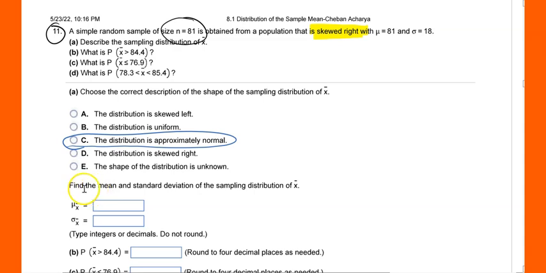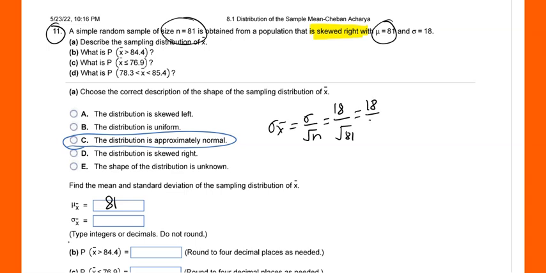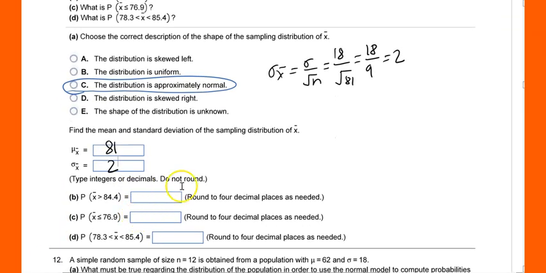Then you find the mean and the standard deviation of the sampling distribution of x bar. In other words, find mu x bar, which is the same as mu, given here. And the sigma x bar formula is sigma over square root of n, which is 18 divided by square root of 81, which is 18 divided by 9, which is 2. Therefore, the standard deviation of the sampling distribution is 2. Part B. What is P of x bar greater than or equal to 84.4?